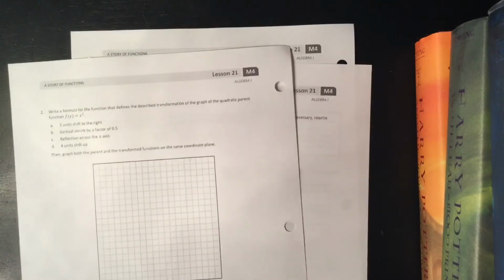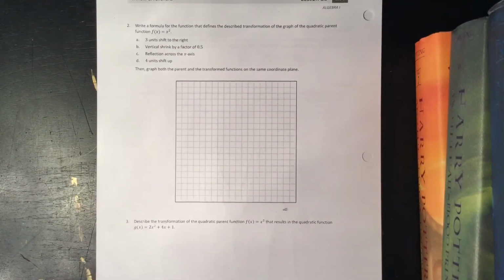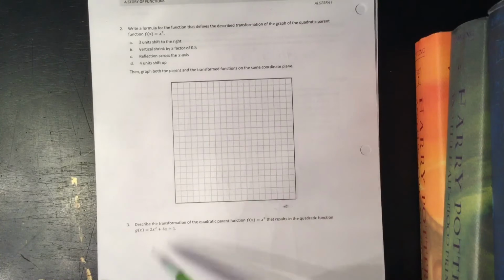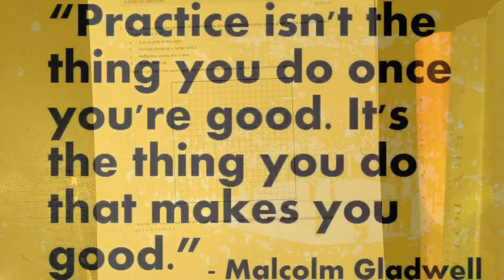Okay. Moving on to the next one. So for 2 and 3, I want you to work on both of these on your own, and then we'll come back and I'll help you with them. So on 2, you're going to write out the formula and then you're going to graph it. And then the next part on 3, you're going to complete the square and figure out what the transformations would be. So work on those 2 on your own, and then I'll help you with them.